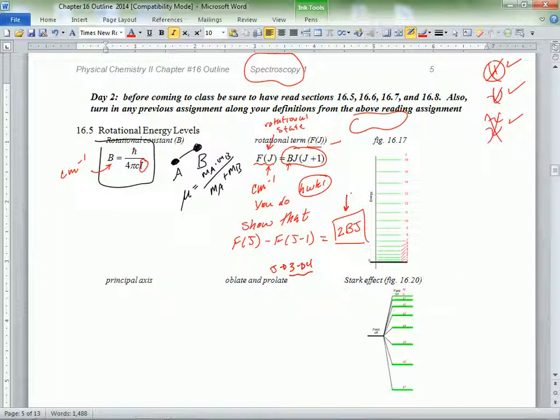J going from 3 to 4, J going from 5 to 6, J going from 7 to 8. Is it a constant separation? That's what the picture's showing you, right? That separation keeps getting bigger and bigger and bigger. And that's what they're saying over here. Yeah, the separation between rotational energy levels just keeps getting bigger and bigger and bigger as J increases. Principal axis, we've talked about principal axis before. Exact same idea as in group theory.